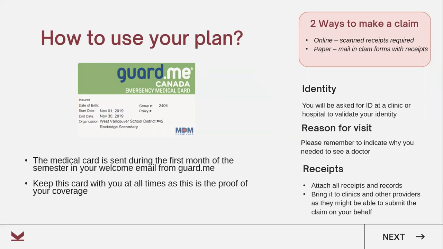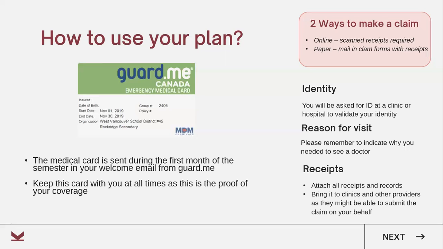Okay, this one is a little different from MSP because MSP is very well known, so you don't really need to pay anything up front. With GuardMe, there could be a possibility where you need to actually pay and you get reimbursed afterwards, okay? But it really depends on the clinic or the hospital. There are some places that accept direct billing, meaning you don't need to pay up front. But of course, there are some that don't. So even if you do bring this card with you, make sure you have enough funds to pay upfront in case you need to.